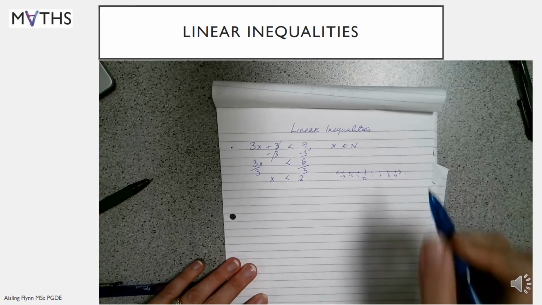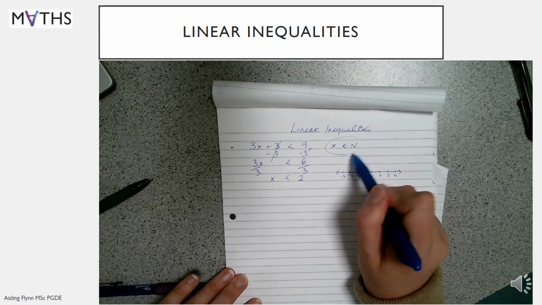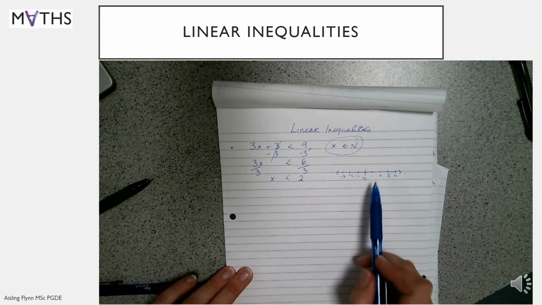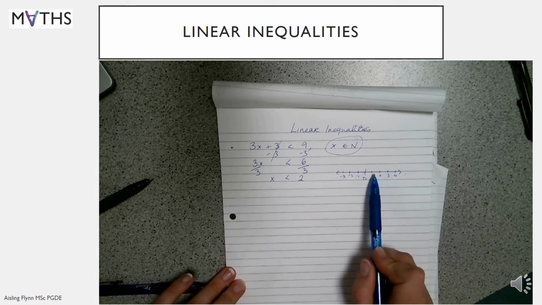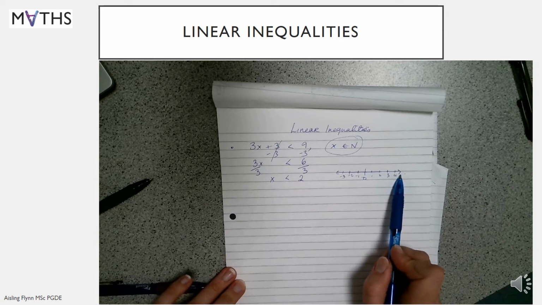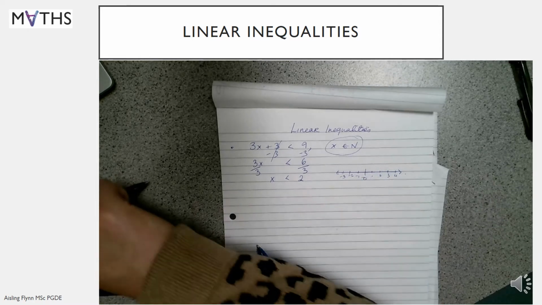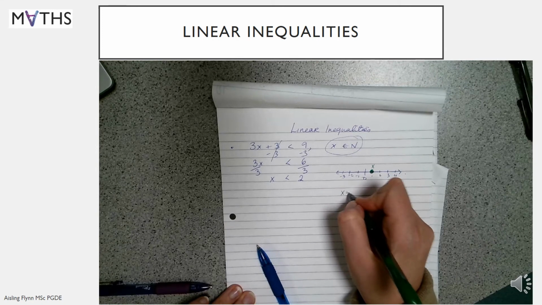Okay, and at this stage I must take into account the other piece of information that was given in the question. X is a natural number. So natural numbers are whole numbers and they're positive. So I can only use these numbers to the right, and x must be less than 2, so it's not 2 exactly, it must be smaller than 2, and a natural number, so the only possible solution in this case is the number 1. So x equals 1.